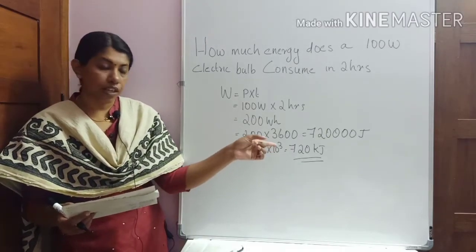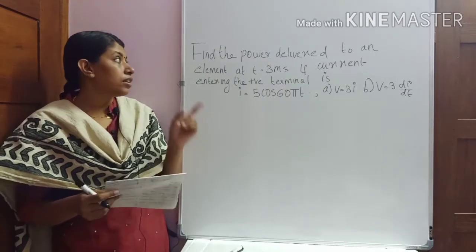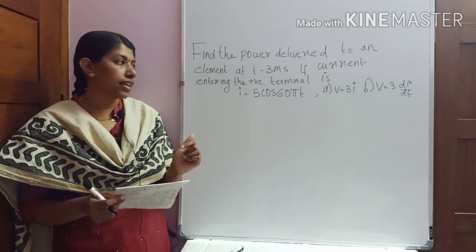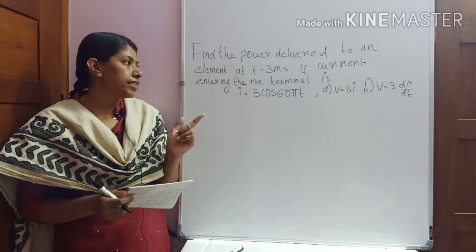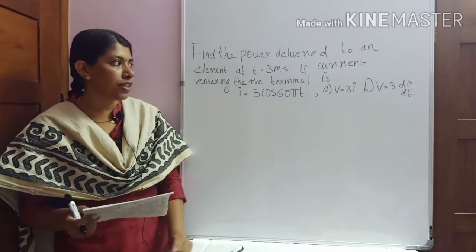10 raised to 3 means kilo, so 720 kilojoules. Now let us discuss the last question. Find the power delivered to an element at t equal to 3 millisecond if the current entering the positive terminal is I equal to 5 cos 60 pi t.